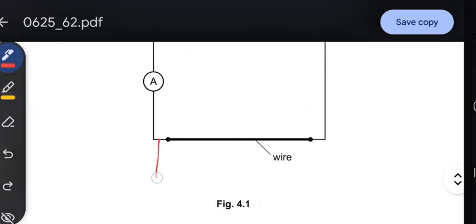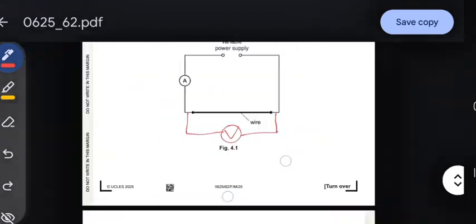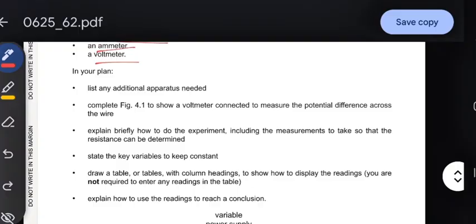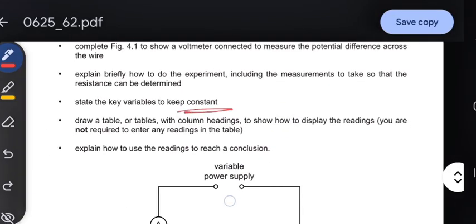Okay, so you have to connect the voltmeter. Voltmeter is always in parallel. We've discussed this before in our video. Okay, it's in parallel. You can draw this using the scale to just make sure it's good. Then list the key variables that are kept constant. Explain briefly how to do the experiment. Of course, you need to do that every time. Include measurements to take so that resistance can be determined. Key variables to keep constant.